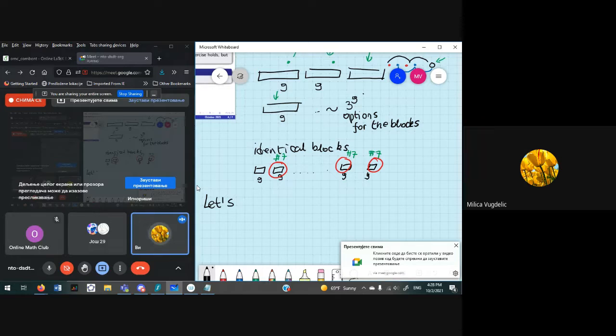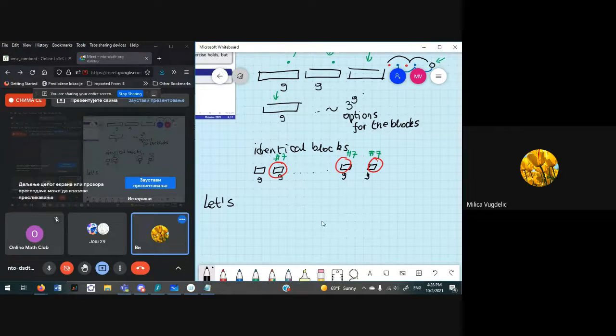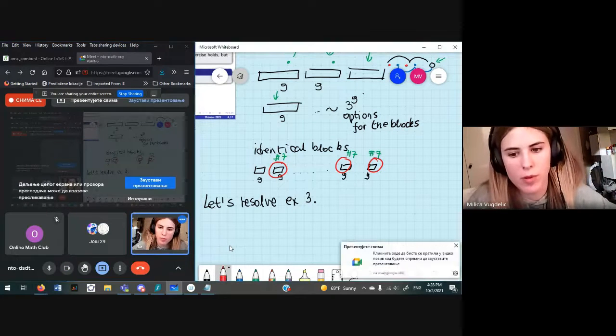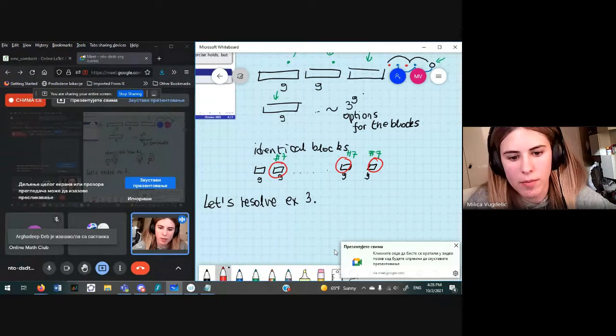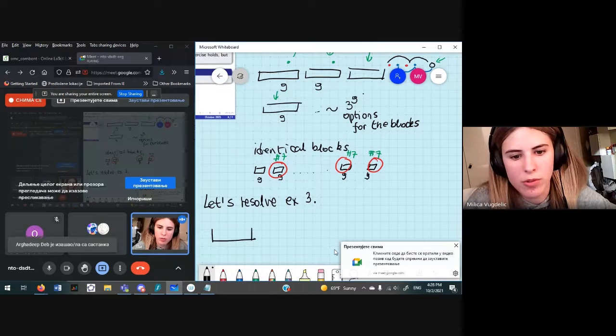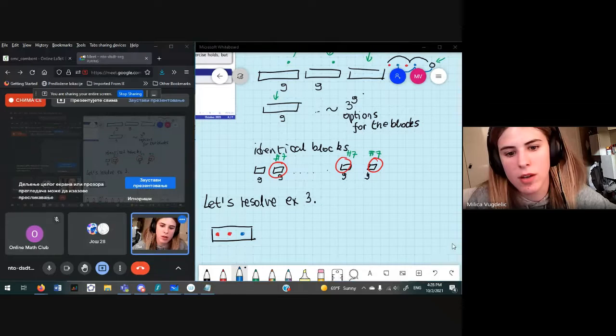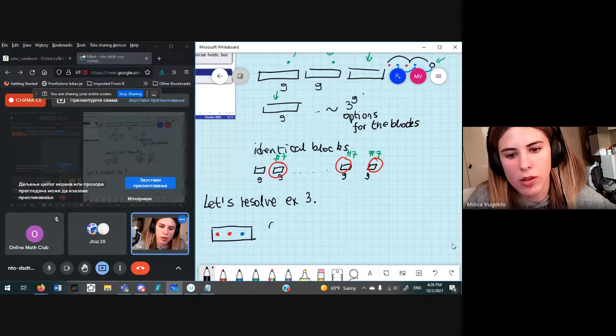Okay, let's do it together so we can move on. We're resolving exercise 3 now. What was our thing? Okay, we are trying to brute force it. So we know that the first one should be a red one because we can always block that. And if we were to have a red one here, we would know that this one had to be blue. Okay, so let's call it an almost good block.